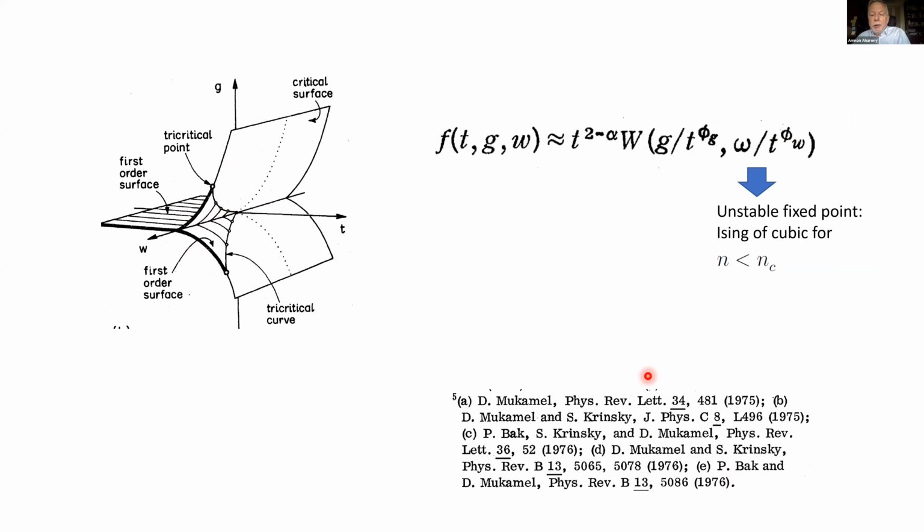And then these references mention many papers by Mukamel and Krinsky, and Bak, Krinsky and Mukamel, and so on, in which they describe many, many situations in which you find yourself in a region from which you cannot reach any stable fixed point. And this is an issue that Toledano already mentioned. And in all these papers, they discuss what happens when you cannot reach a stable fixed point.